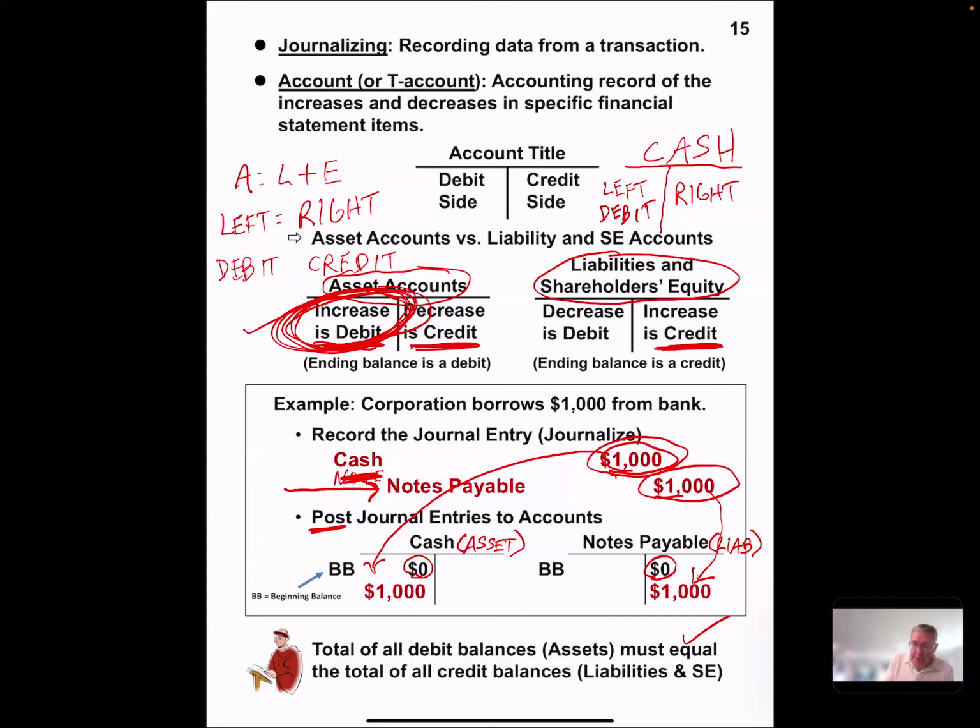And every time we record a journal entry, it's got to keep the accounting equation in balance. So we go to our accounting equation here, we increase assets by 1,000 and we increase liabilities by 1,000. So it kept the accounting equation in balance. So every time you record a journal entry, you've got to make sure you're keeping your accounting equation in balance.